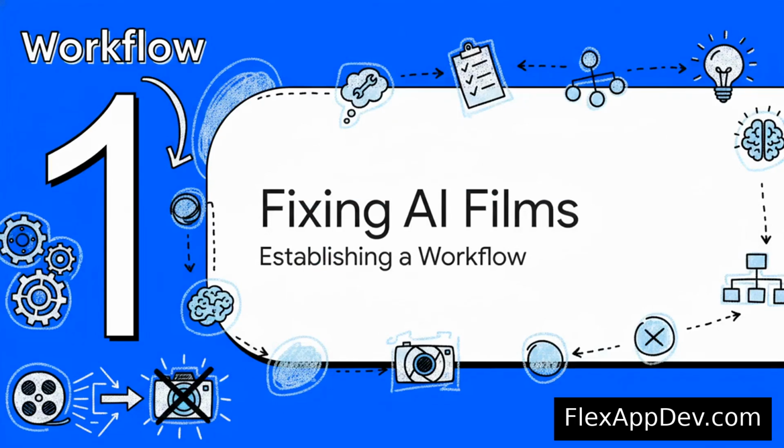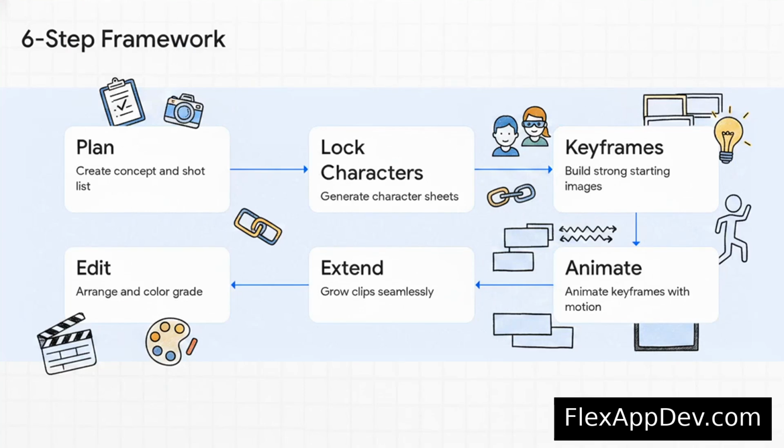Section 1. Fixing inconsistent AI films. Establishing a strict workflow prevents errors before an AI model even has the chance to make them. This right here is the golden 6-step framework. Plan and shot list. Lock characters, visual keyframes, animate, extend, and finally edit. It looks deceptively simple, doesn't it? But skipping these exact steps, or doing them out of order, is precisely why most creators fail. The secret is to build your world meticulously in the first 3 steps. If you do that, the animation and editing phases essentially take care of themselves.